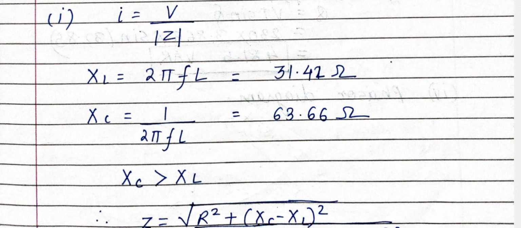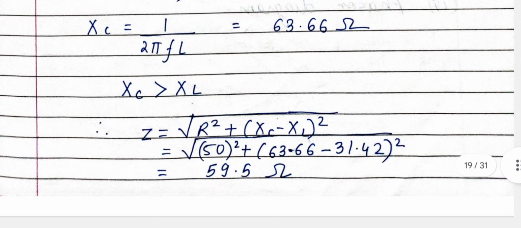From the value you will get to know whether XL is greater or XC is greater, and from that concept you can write the formula. We all know the formulas of XL and XC, that is 2 pi FL and 1 upon 2 pi FC. Here C is there, remember. So XL will become 31.42 ohms and XC is 63.66 ohm. With the help of the values we understood what is greater. This time XC is greater than XL.